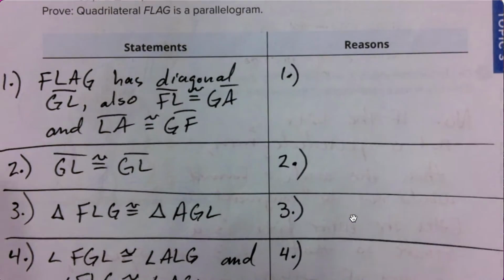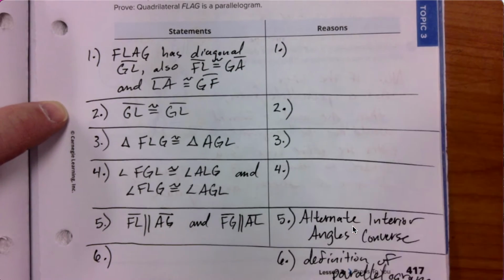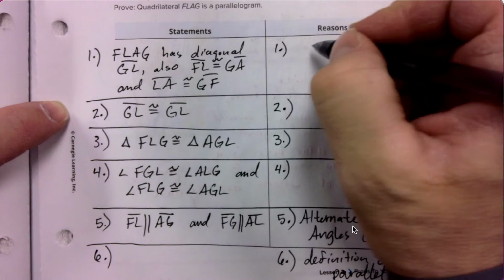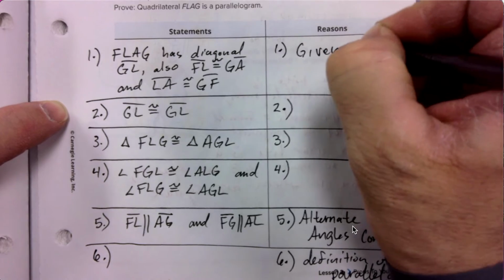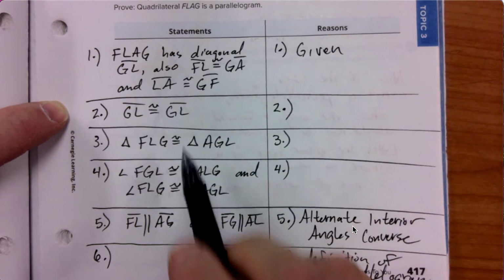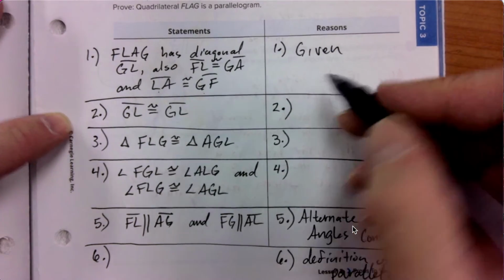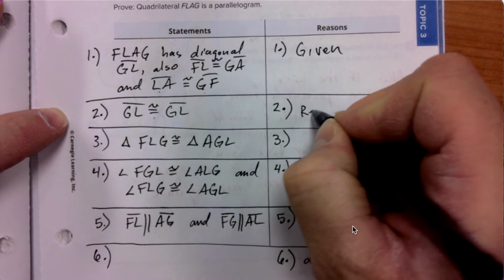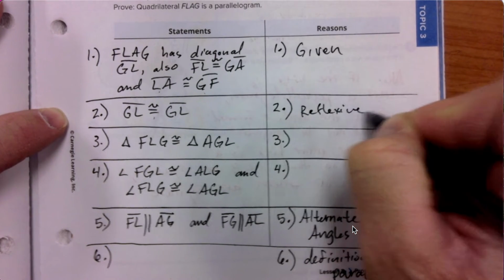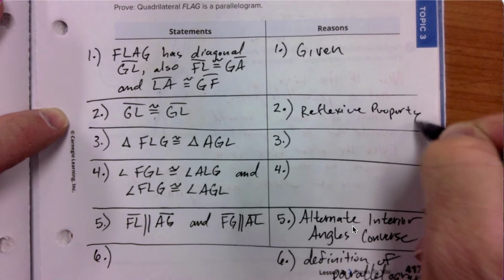Given the quadrilateral, let me zoom out and get the whole thing in there. So flag has a diagonal GL, and that's given. That means FL and GA are congruent, LA and GF are congruent. GL is congruent to GL, that's a reflexive property. So we're going to make sure we knock that one in there.